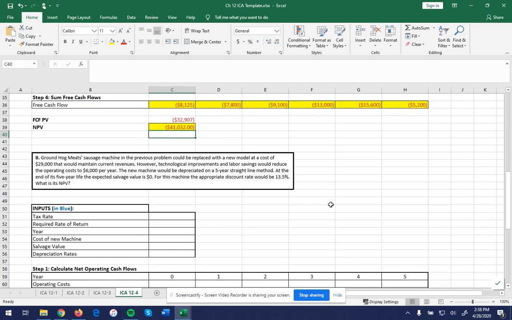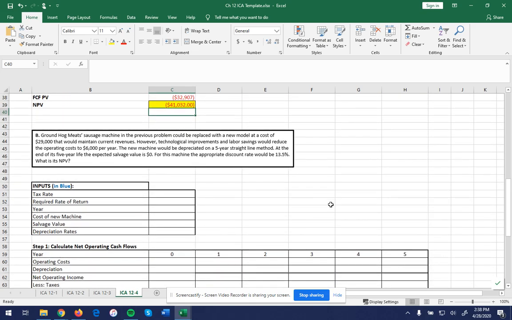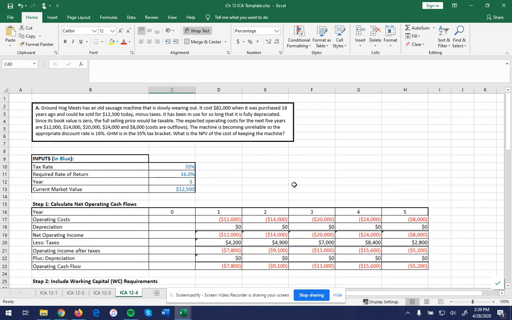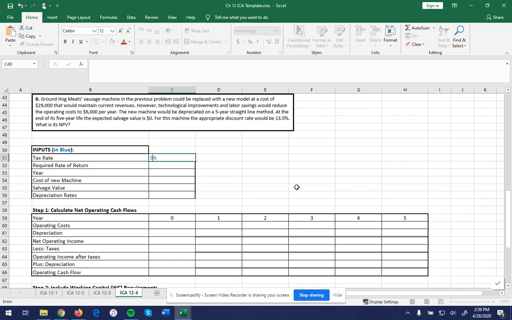All right, so let's compare that to replacing the machine in part B. Take a look at this. So the groundhog meat sausage machine in the previous problem could be replaced with a new model at a cost of $29,000. So same tax rate, 35%, required rate of return.